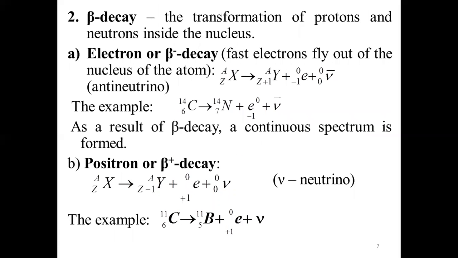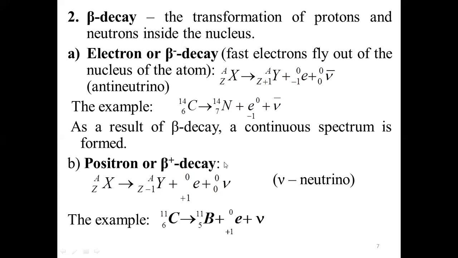Then the next one, beta decay, the transformation of protons and neutrons inside the nucleus. Electron or beta minus decay is when fast electrons fly out of the nucleus of the atom with formation of an antineutrino. So we have such a schematic reaction. An example is the decay of carbon-14 with formation of nitrogen-14, an electron and an antineutrino. As a result of beta decay, a continuous spectrum is formed.